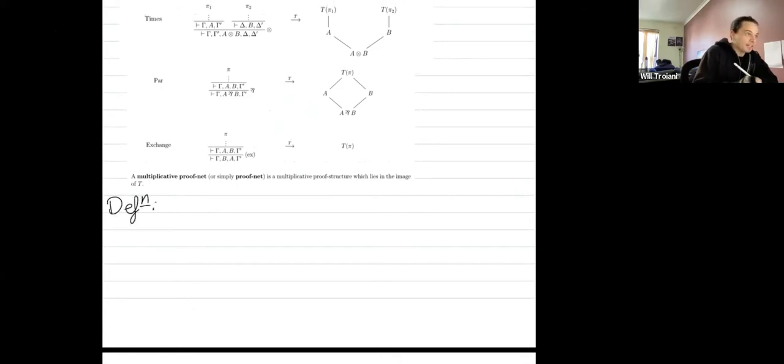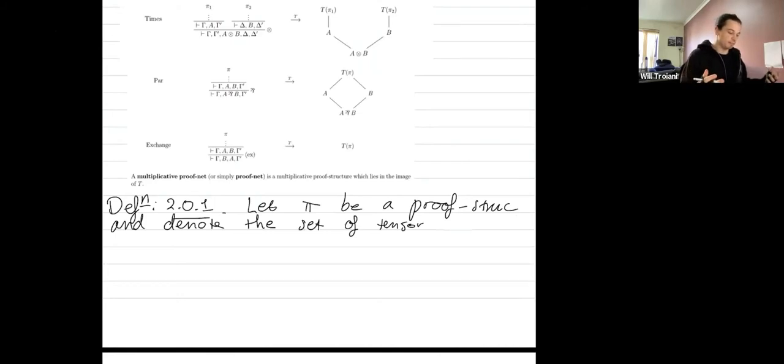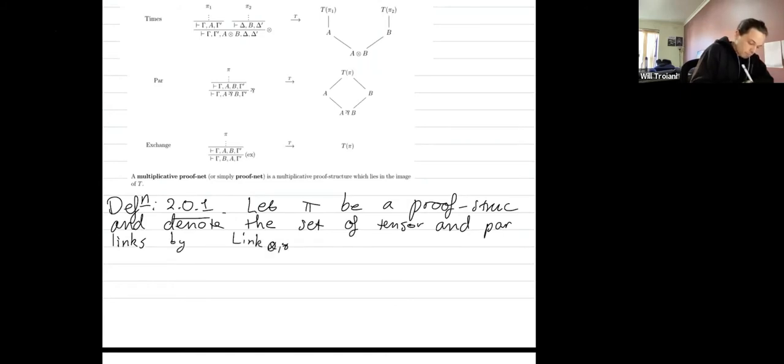Let me start with a definition. I'm going to follow the definition labeling inside my notes, because that's a lot easier, and I'd get it completely wrong if I tried to do otherwise. Let pi be a proof structure. I'm introducing some notation that takes all of the links inside the proof structure that aren't the axioms, that is, the tensors and pars. And as per usual, I'll sometimes drop that subscript if it's clear or if I'm feeling lazy.